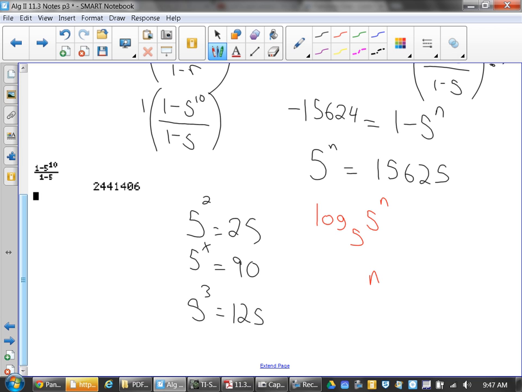So if I log base 5 on one side, what do I have to do to the other? Log base 5. So that means I have to take the log base 5 of 15,625.